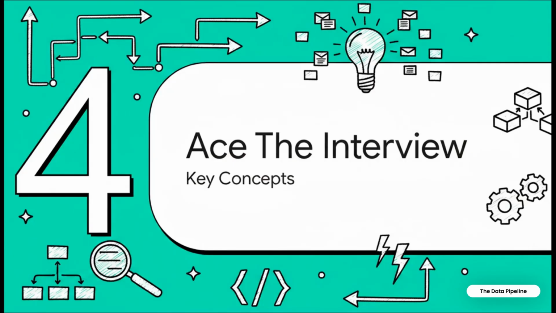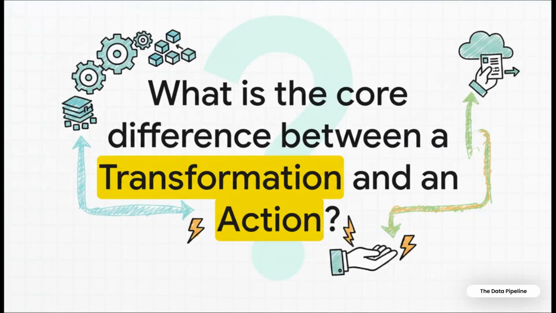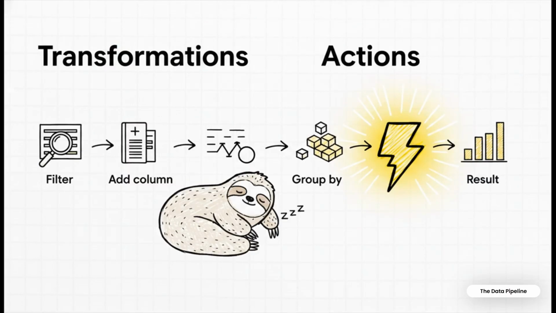All right, let's really nail this down. If you're preparing for a data engineering interview or an exam, these are the concepts they are absolutely going to drill you on. I can almost guarantee this will be one of the first questions you get. So, how do you nail the answer? It all comes down to one word for each: Transformations are lazy. They just build the plan, the DAG. Actions are eager. They are the trigger that tells Spark to actually execute that plan.